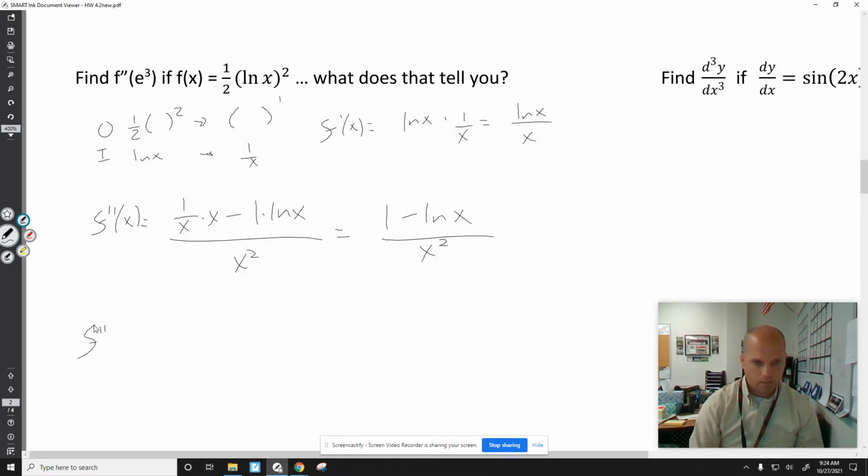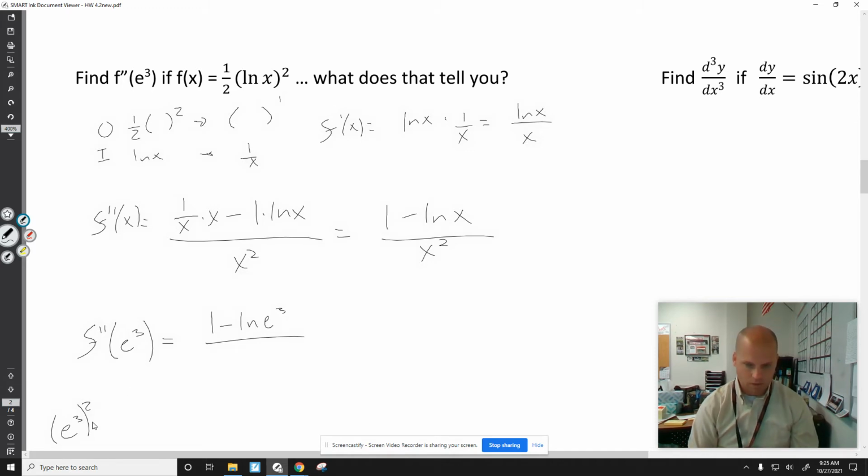F double prime of e cubed is 1 minus log e cubed over e cubed squared. What's e cubed squared? It's e to the sixth. Power to a power, we multiply. E cubed times e cubed, e to the sixth. Now, log of e cubed is 3, so I have 1 minus 3 over e to the 6, which is negative 2 over e to the 6.